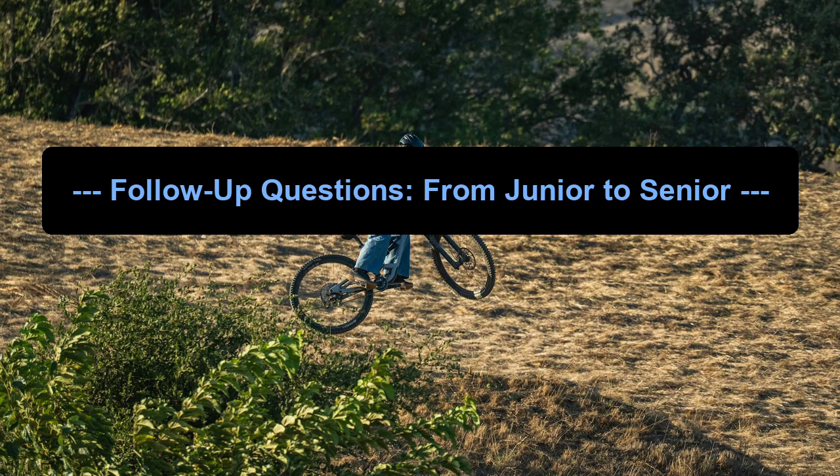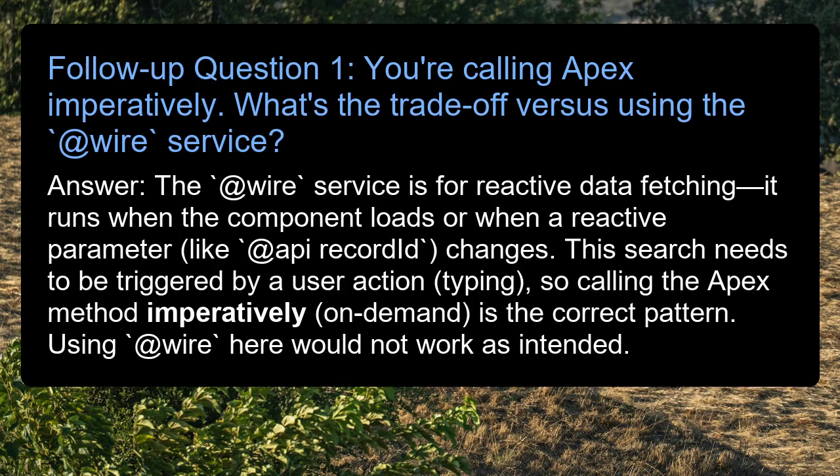Follow-up questions, from junior to senior. Follow-up question 1: you are calling Apex imperatively. What's the trade-off versus using the @wire service? Answer: the @wire service is for reactive data fetching. It runs when the component loads or when a reactive parameter, like @api recordId, changes. This search needs to be triggered by a user action, typing, so calling the Apex method imperatively, on demand, is the correct pattern. Using @wire here would not work as intended.